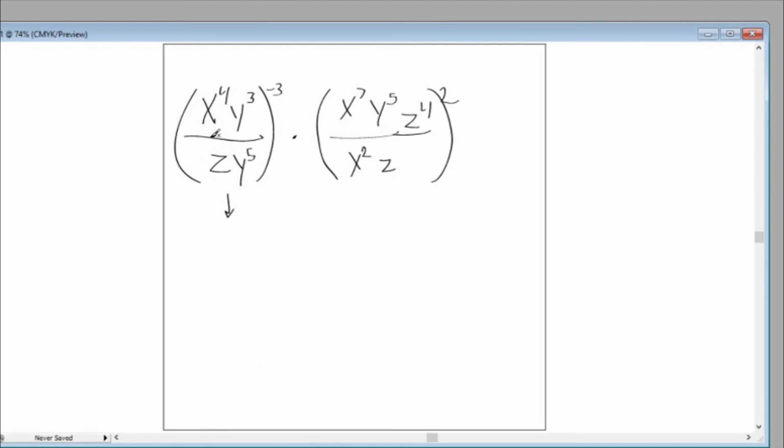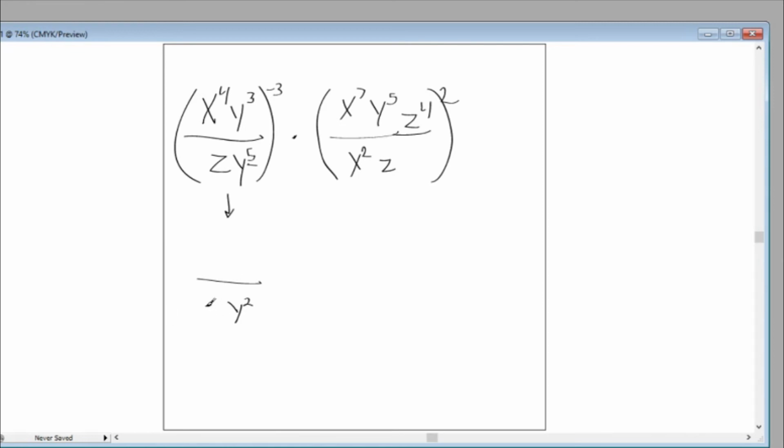X doesn't have anything that's matching up with it. Z doesn't have anything that's matching up with it. Y is the only thing that has anything that matches. Again, we're looking for things that are common, like terms. So we do our 5 and 3. 5 minus 3 is going to give me 2. And because my larger exponent was on the bottom, I'm going to put that y to the second on the bottom.